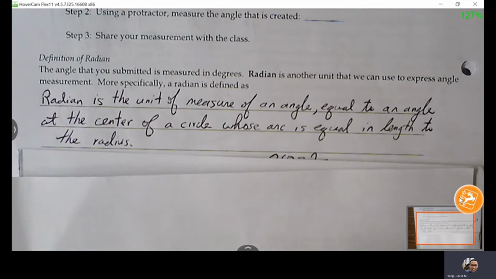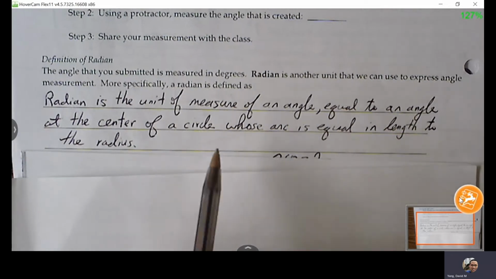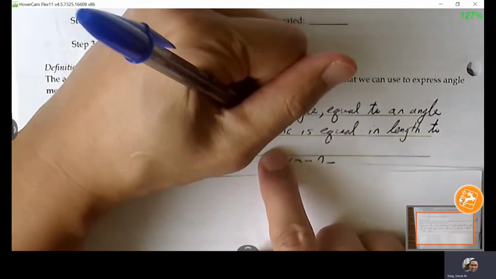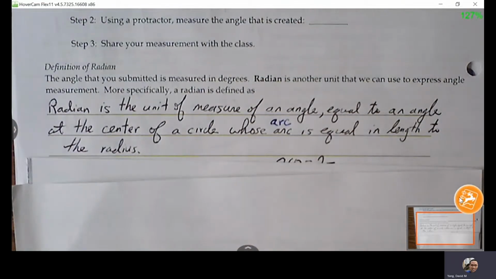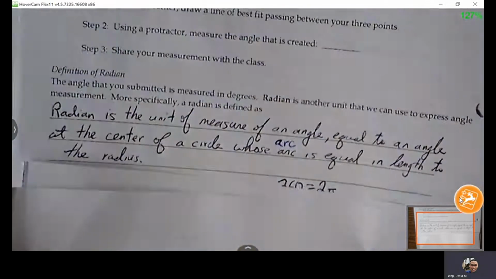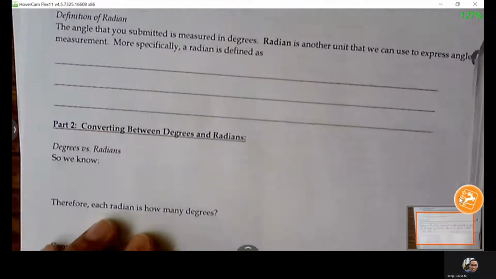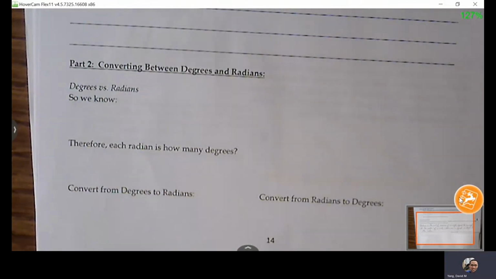Is it like A and C? Next to whose? Whose arc? Sorry, ARC. Oh, arc. Okay, so anybody still need to look at this definition here or still copying it down?